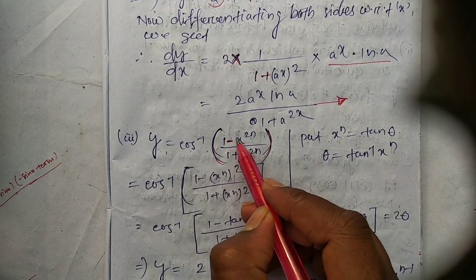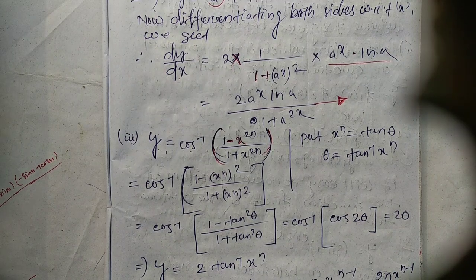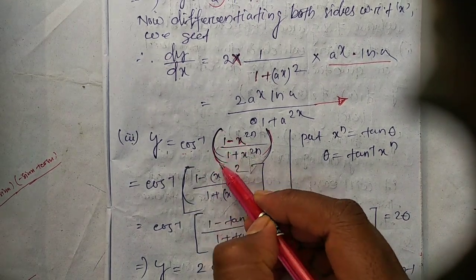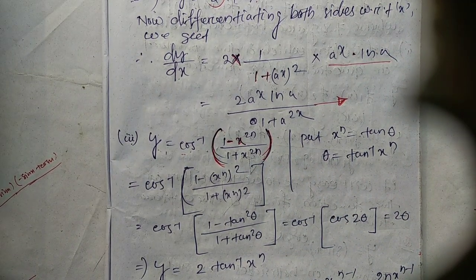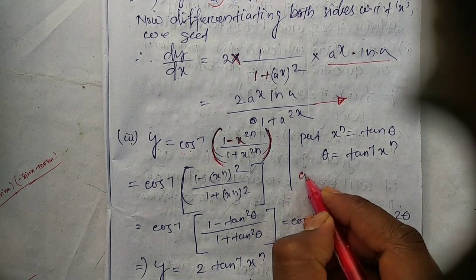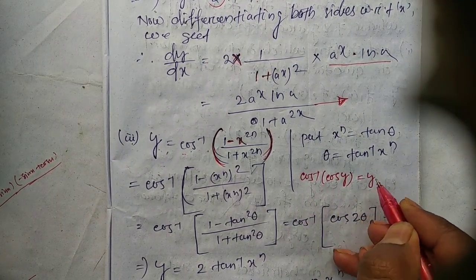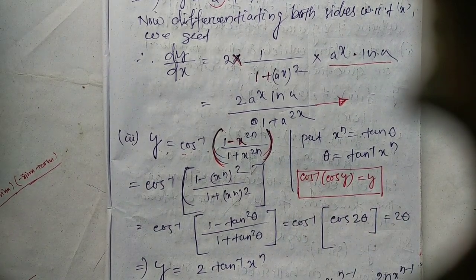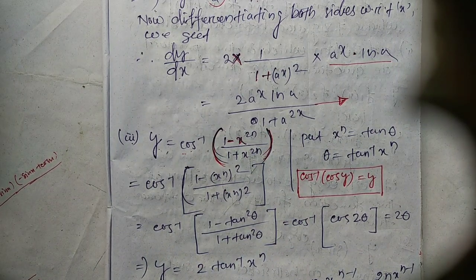1 minus x to the power 2n upon 1 plus x to the power 2n. First, what is our thought process? Since cos inverse is outside, we need to express the term inside the bracket as cos of something, so that the property cos inverse cos y is equal to y can be applied. This is the property of ITF.